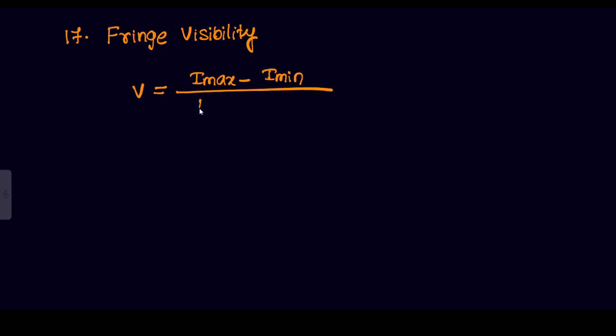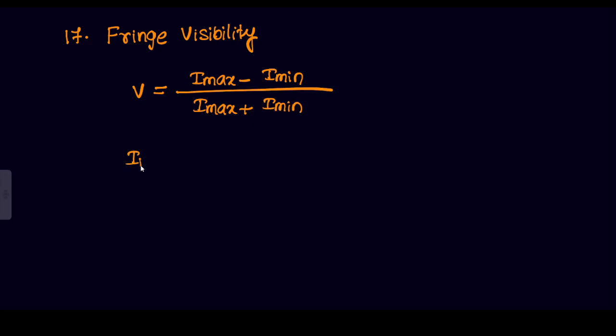Next one. Fringe visibility. Fringe visibility will be denoted as V, and it is given as I max minus I min by I max plus I min intensities.